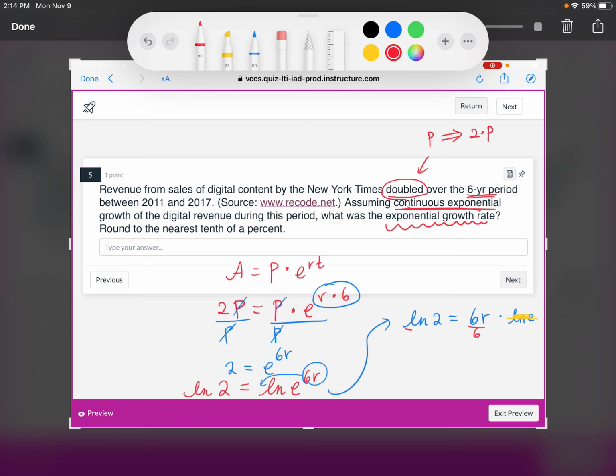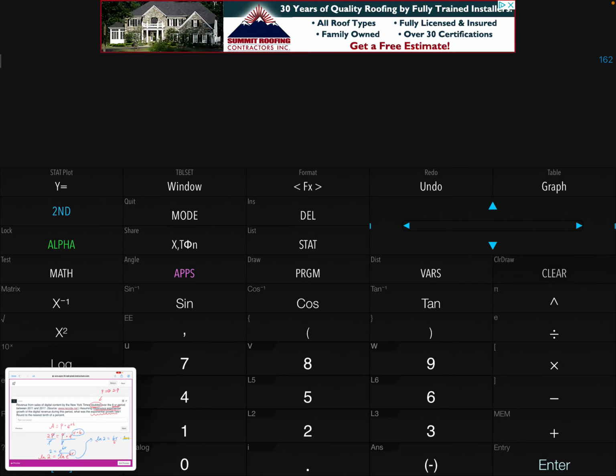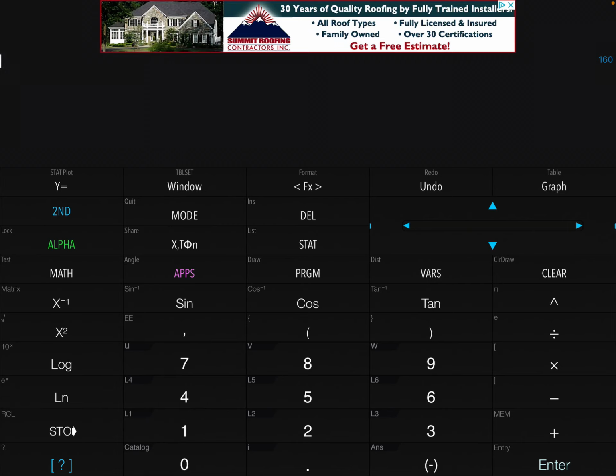I'm almost done. So how about I just divide natural log of 2 divided by 6. Let's do that. Natural log of 2 divided by 6. And it comes out to be 0.115.